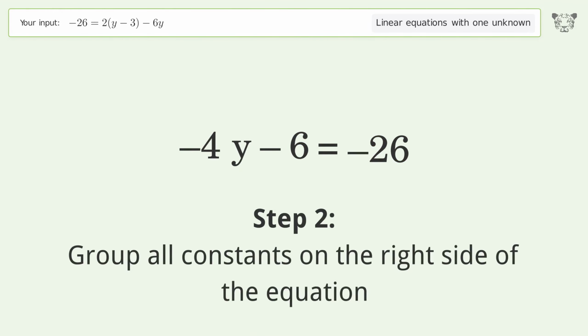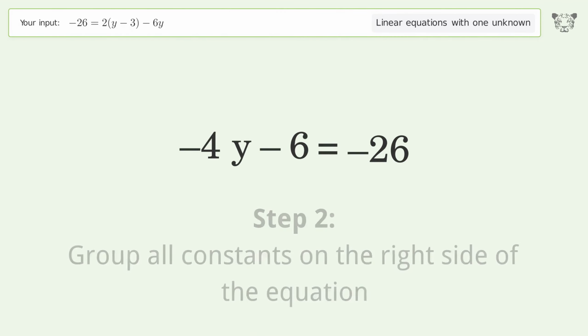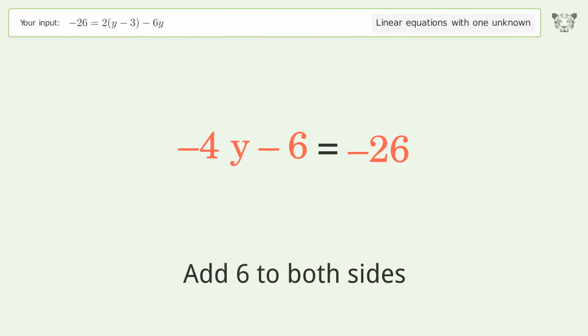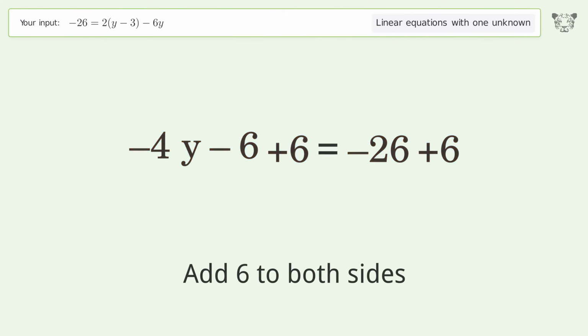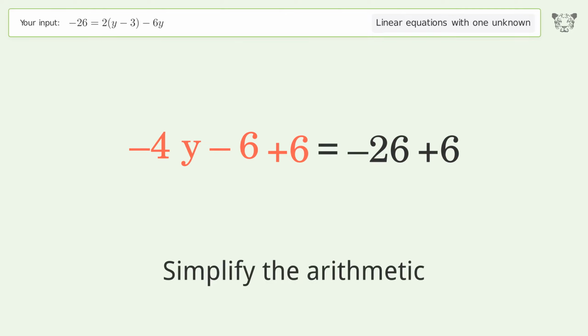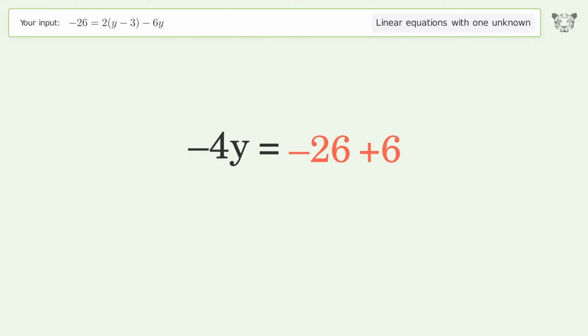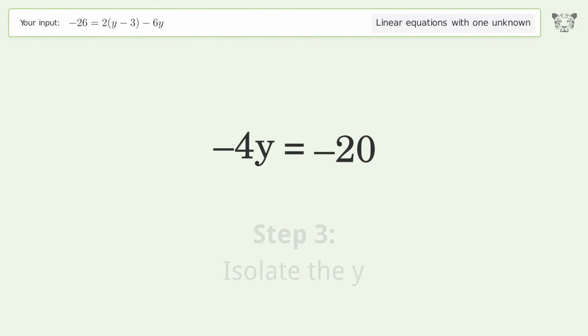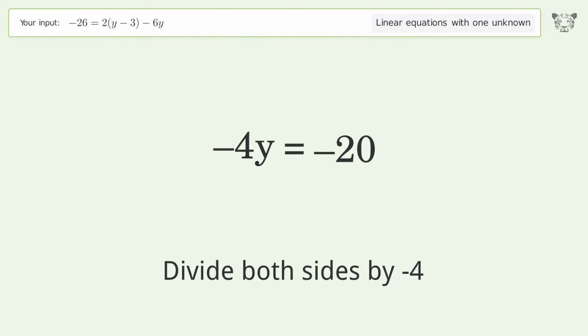Group all constants on the right side of the equation. Add 6 to both sides. Simplify the arithmetic. Isolate the y. Divide both sides by -4.